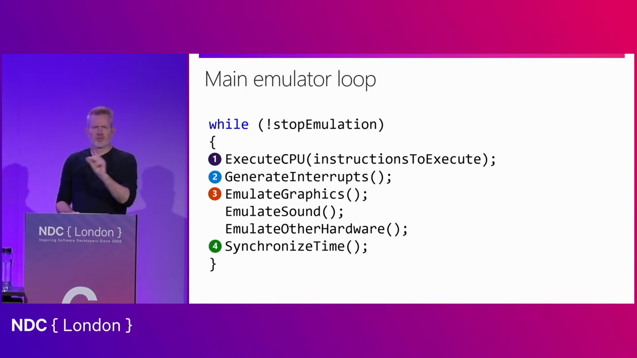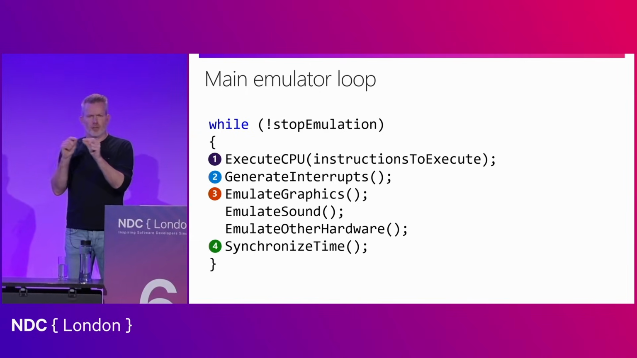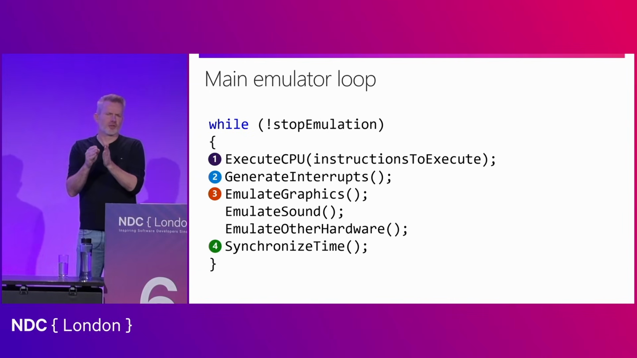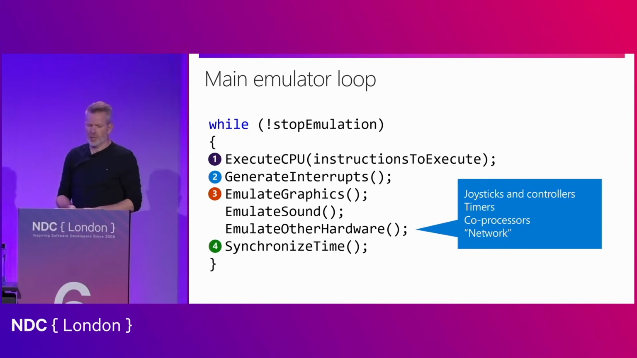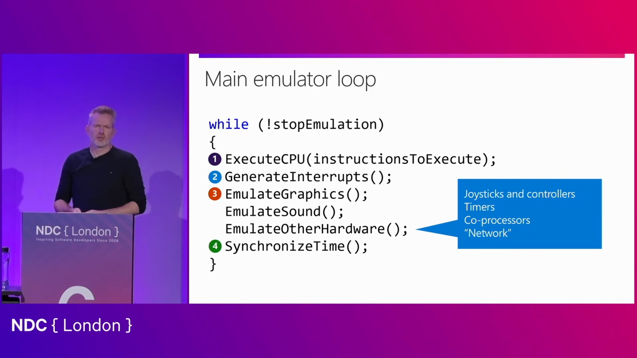And then finally, synchronizing time is mostly needed because if you start calculating what a CPU does, it will do it much faster than actual time if you can keep up. So sometimes you need to wait a little bit for real time to catch up with how fast you executed an instruction, probably faster than what the original CPU did. Emulating other hardware is where you do things that are outside of the processor, for example, serial communication or reading joystick or keyboard state.